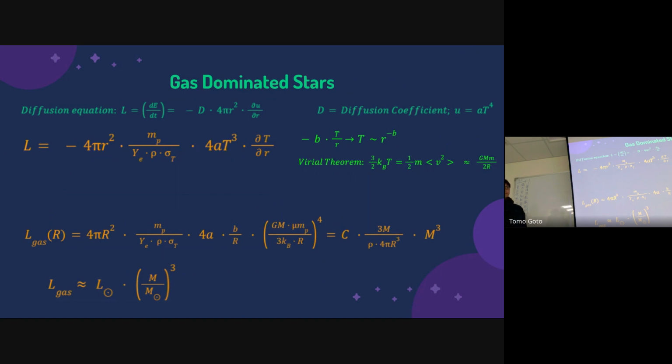We can, later on, group all of the constants together into some constant C. Jumping ahead, once we use the virial theorem, we can rewrite the luminosity. This term in parentheses comes from the virial theorem, and if we group the variables together, we have this term. This 3M and the surface area is pretty much just density divided by density, so it equals 1. So we can conclude that the approximation for the luminosity of gas-dominated stars is basically 1 solar luminosity times the solar mass cubed.